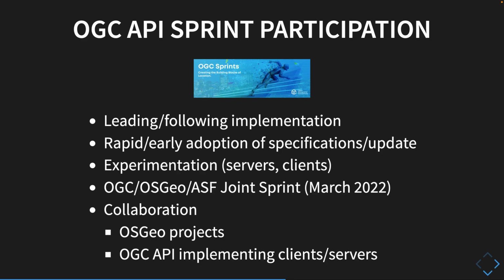There is a joint sprint that's happened on a yearly basis since 2021, which is a joint sprint between the OGC, OSGeo, and the Apache Software Foundation. We are gearing to have another joint sprint in the first quarter, or March or April of 2023.